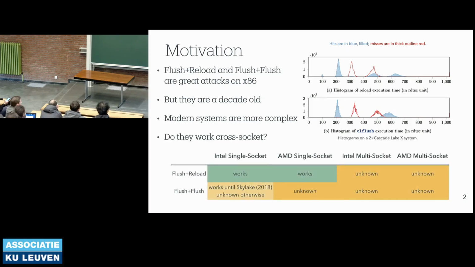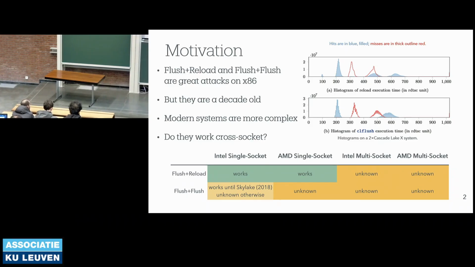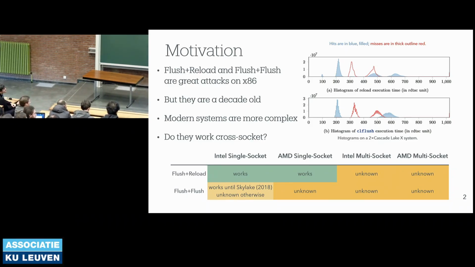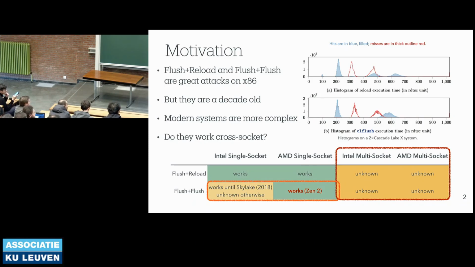So the idea of our work was to update the paper and figure out what works and how we can make it work. We have this little table of what was known when we started. Flush+Reload works very well on single-socket Intel and AMD systems. We don't know much about multi-socket systems, and Flush+Flush was demonstrated on Intel Skylake CPUs and earlier. We do have to update that, as we discovered more recently that somebody also demonstrated Flush+Flush on Ventu. So the goal was to cover these two areas and determine what is going on there.